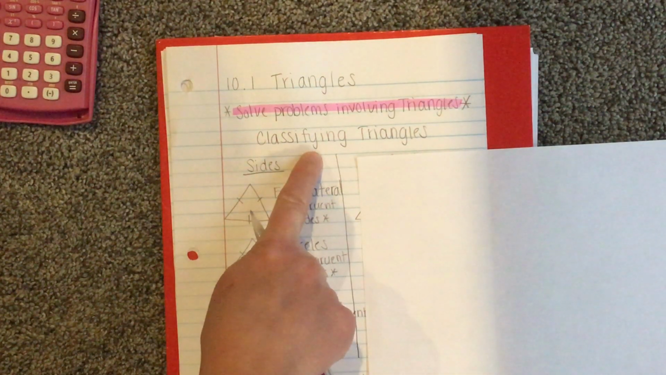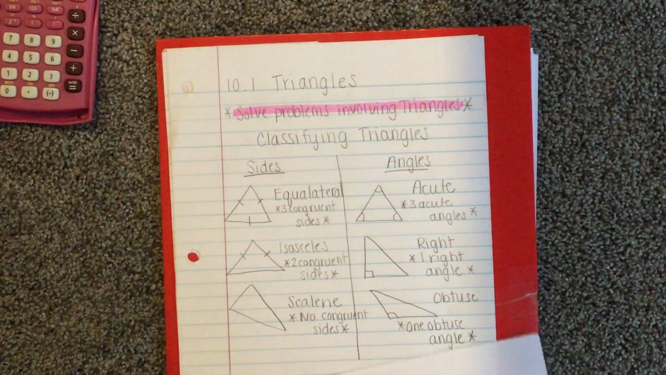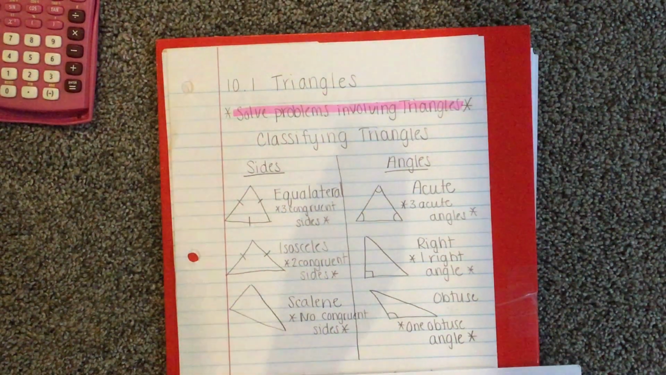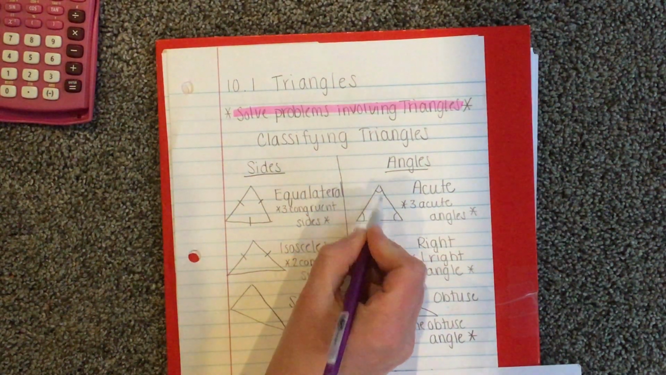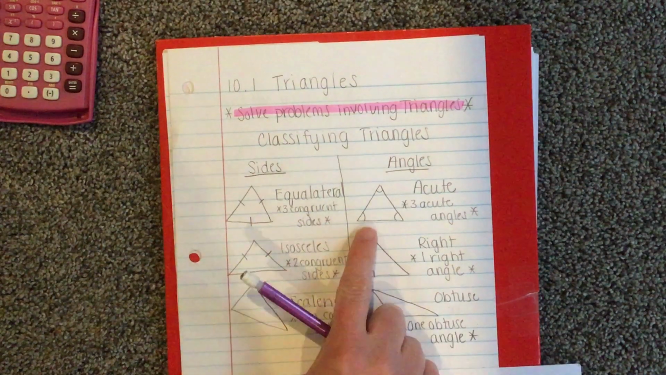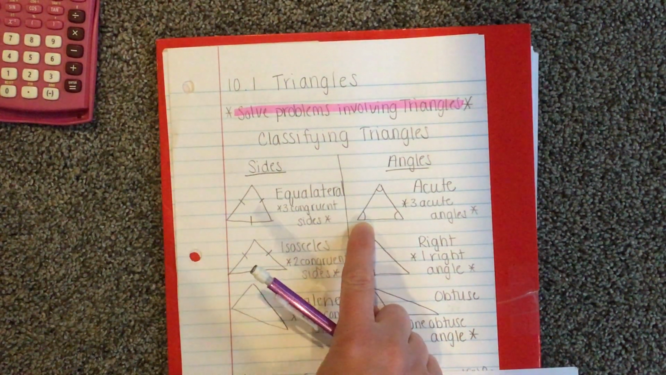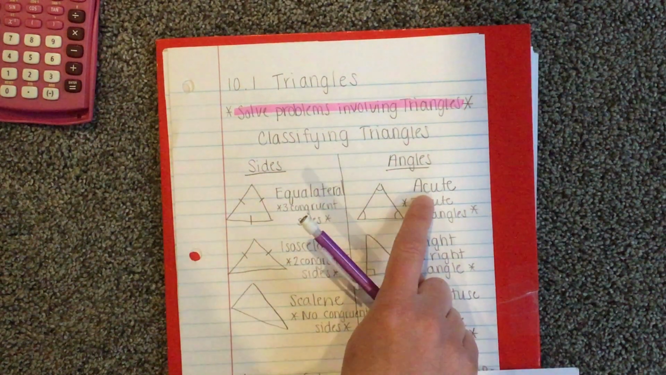So we can classify triangles by their sides. We can also classify triangles by their angles. So now I'm talking about these guys right here. These are the angles. And there are three ways to classify a triangle by its angles. Let's start with this top one. If all of the angles are acute, meaning smaller than 90 degrees, it's an acute triangle.